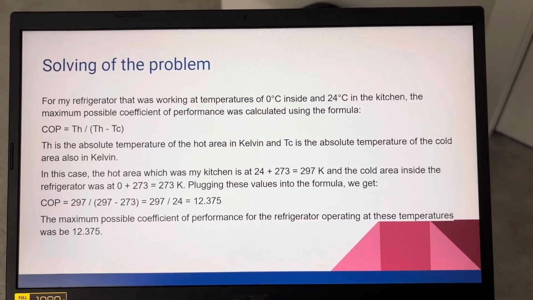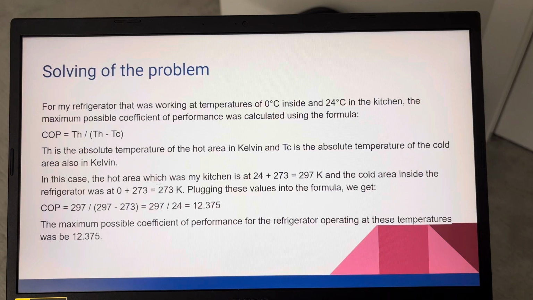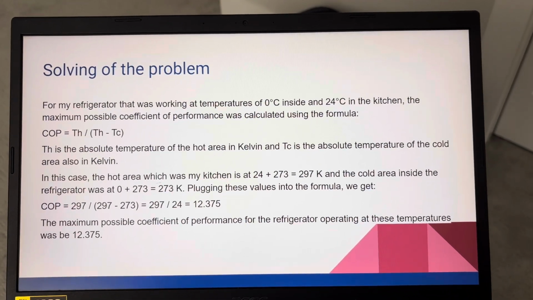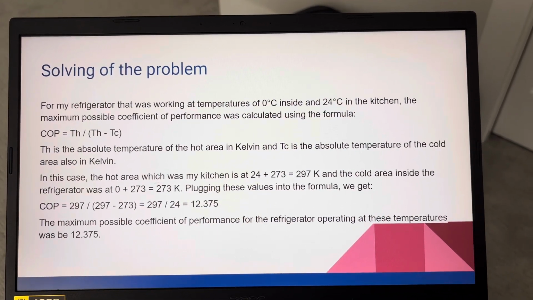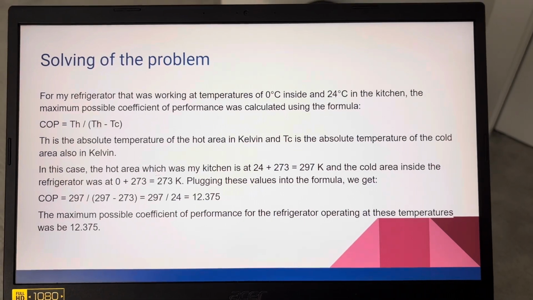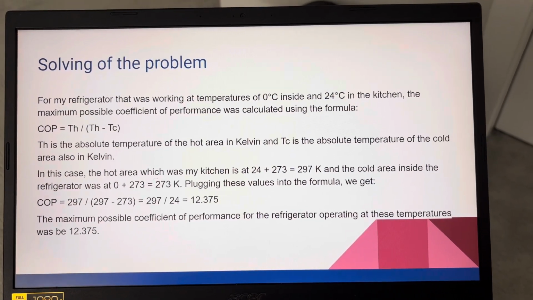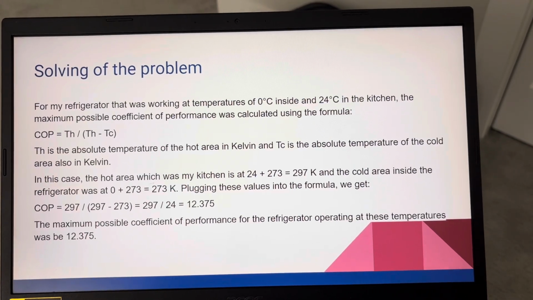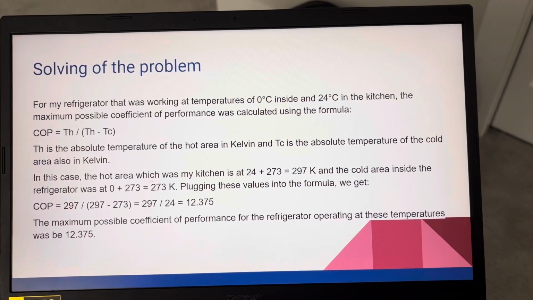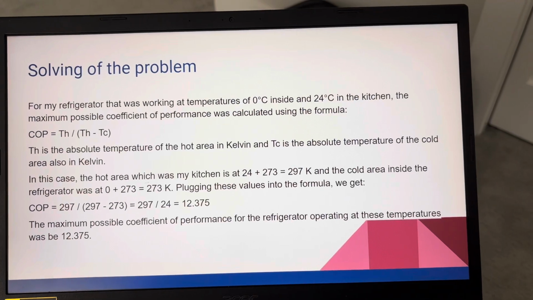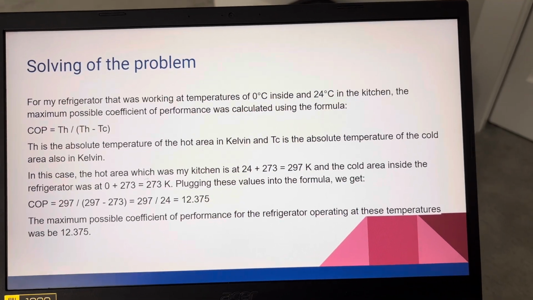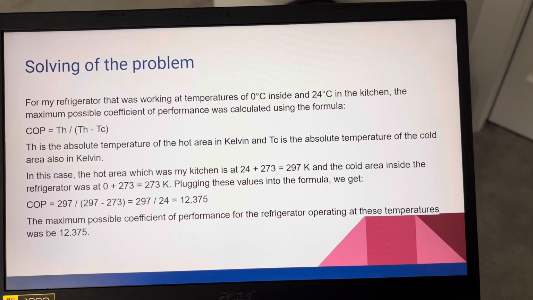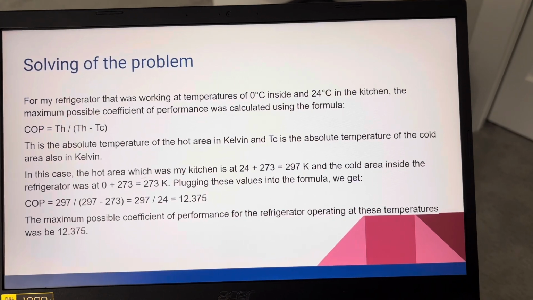TH is the absolute temperature of the hot area in Kelvin, and TC is the absolute temperature of the cold area, also in Kelvin. In this case, the hot area, which was my kitchen, was at 24 plus 273 equals 297 total Kelvin, and the cold area inside the refrigerator was 0 plus 273 equals 273 Kelvin.